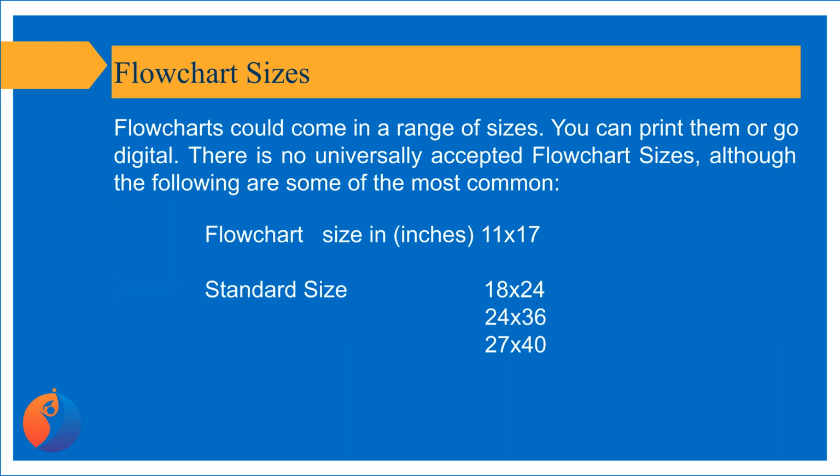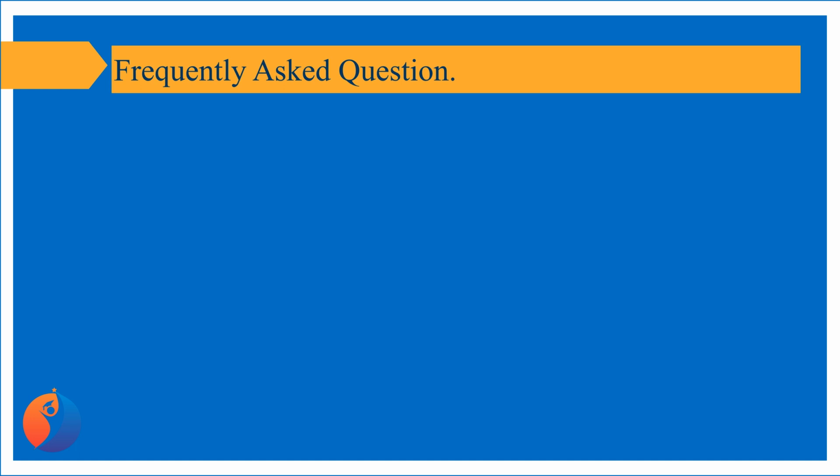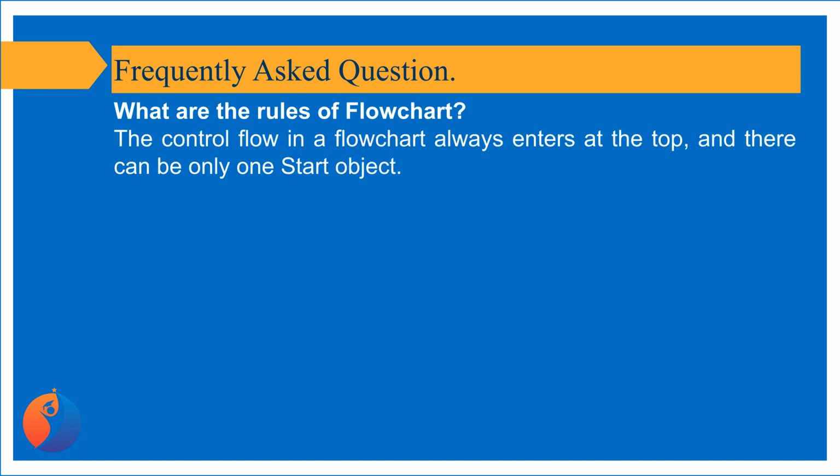Flowchart sizes. Flowcharts could come in a range of sizes. You can print them or go digital. There is no universally accepted flowchart size, although the following are some of the most common. Frequently asked question: What are the rules of flowchart? The control flow in a flowchart always enters at the top, and there can be only one start object.